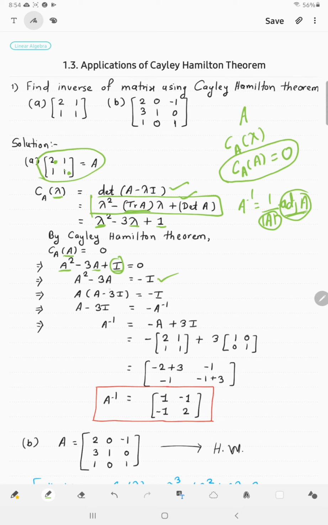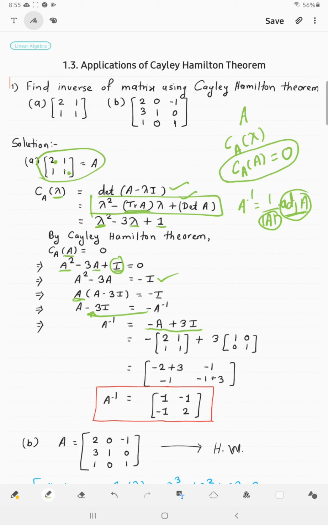Now if I take A common, I will get A times (A minus 3I) is minus I. Now I will take this A on the RHS. So I will get A inverse with sign of minus I, so it is minus A inverse. So I can say that A inverse is nothing but minus A plus 3I. Simply the minus sign goes on this side. So minus A plus 3I.